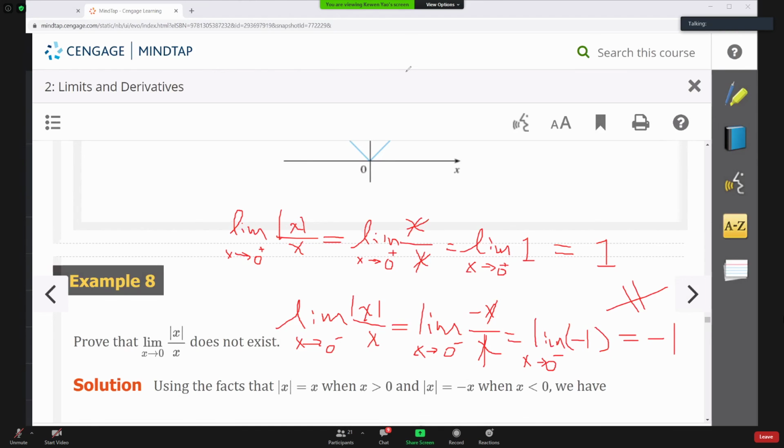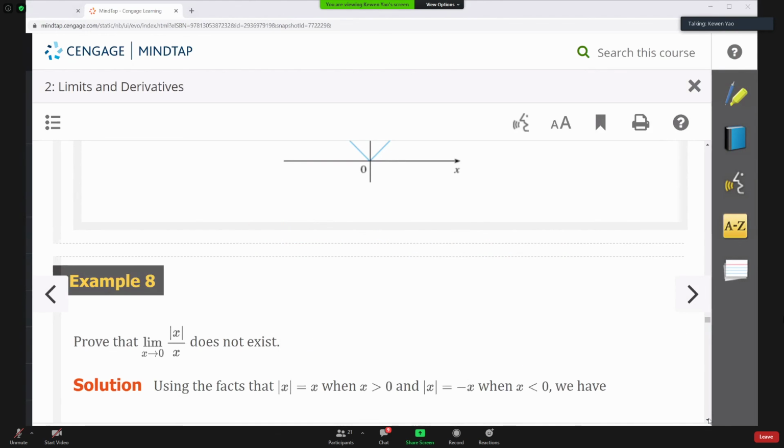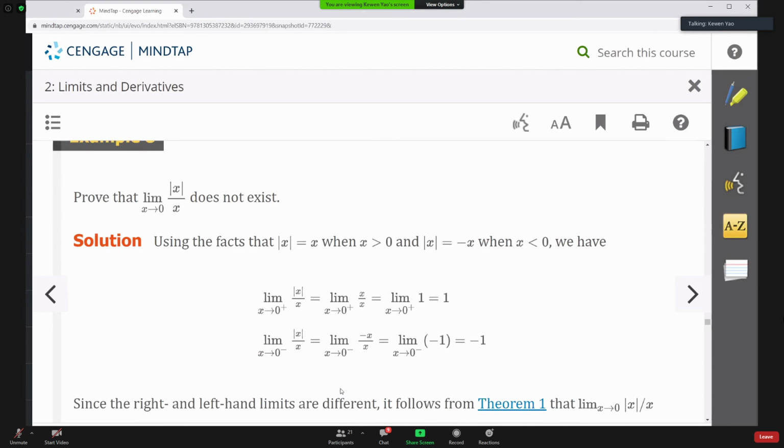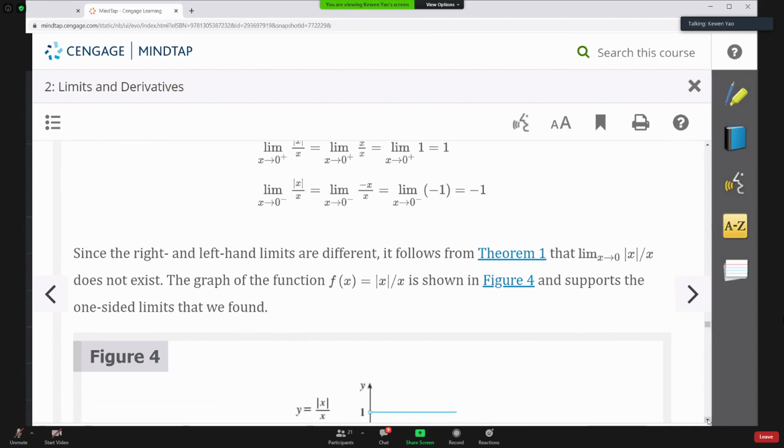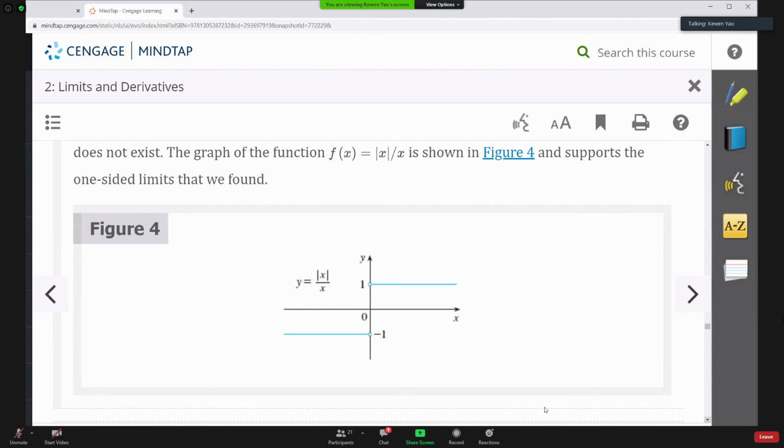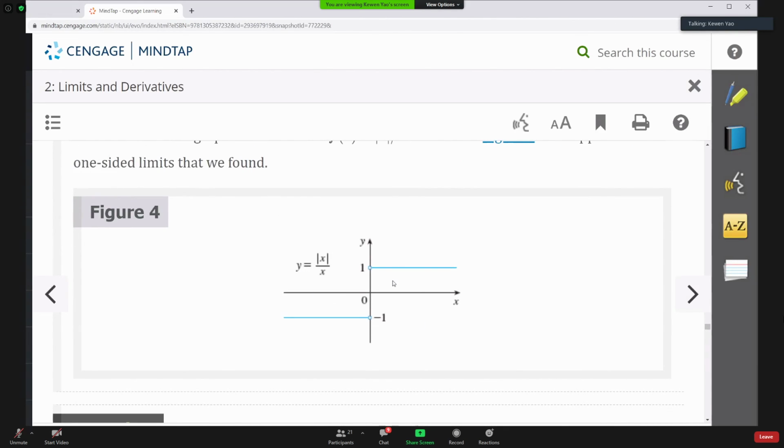Okay, so we have finished. Take a look at that. The right limit is 1, the left limit is negative 1. They are not the same, so the two-sided limit does not exist. This is the picture. This function is not defined at x equal to 0. On the right side, the function is 1. On the left side, the function is negative 1. So the right limit is 1, the left limit is negative 1. They are not the same, so the two-sided limit at 0 does not exist. So we have finished.